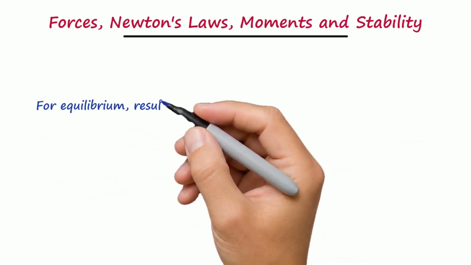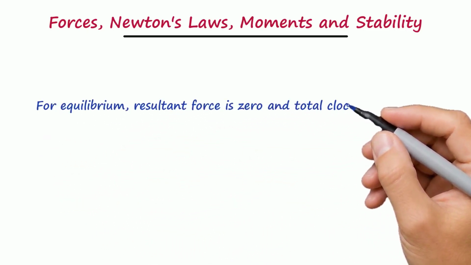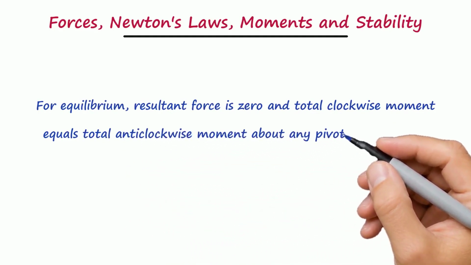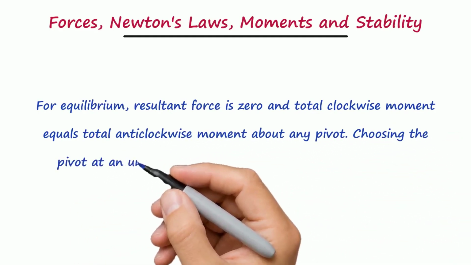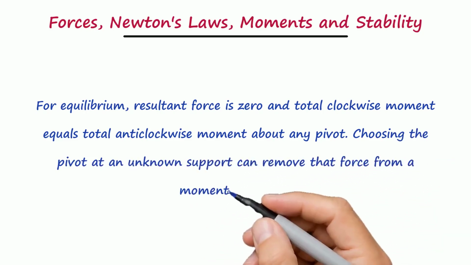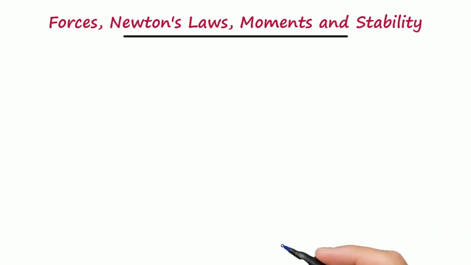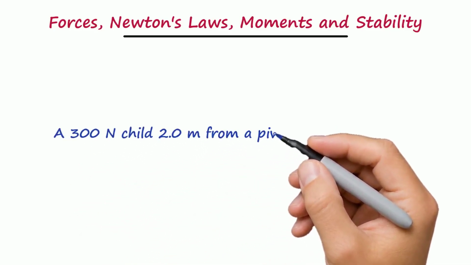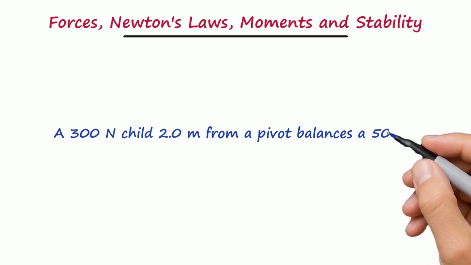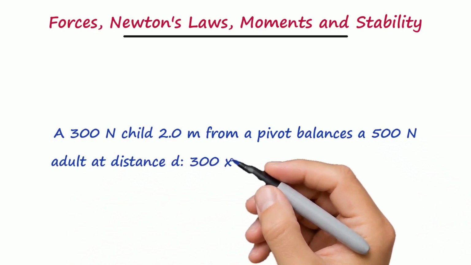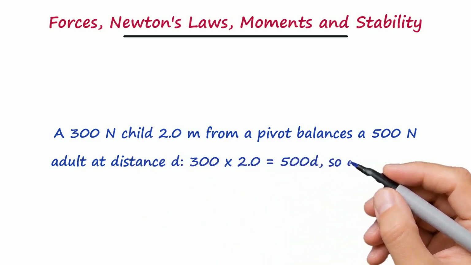For equilibrium, resultant force is 0 and total clockwise moment equals total anticlockwise moment about any pivot. Choosing the pivot at an unknown support can remove that force from a moment equation. A 300 N child 2.0 m from a pivot balances a 500 N adult at distance d: 300 times 2.0 equals 500 d, so d equals 1.2 m.